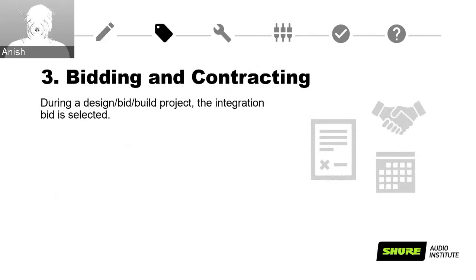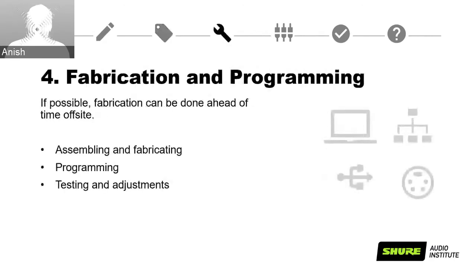So moving on to the bidding and contracting phase. The bidding phase includes the review and selection of the integration proposal based on the specification. Moving on to the next slide, fabrication and programming. In this phase of the project, the integrator begins assembling the build as per the design specification. The equipment is purchased and assembled off-site, to do as much setup, programming, and testing as possible.